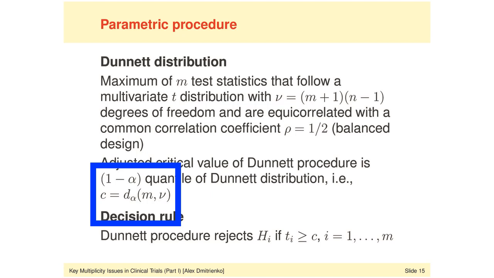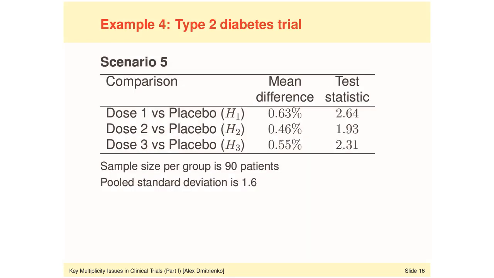The type 2 diabetes trial with the parameters shown in this table. This set of test statistics will be labeled Scenario 5, and will be used to illustrate the process of computing the critical value of the Dunnett procedure. And very briefly here, we've used similar summaries of study results before. The only difference between this particular table and tables that we used in modules C and D is that here, instead of p-values, we compute test statistics. For example, the test statistic for the comparison between dose 1 and placebo in this case is equal to 2.64, and likewise, if we look at the comparison between dose 3 versus placebo, the associated test statistic is 2.31.